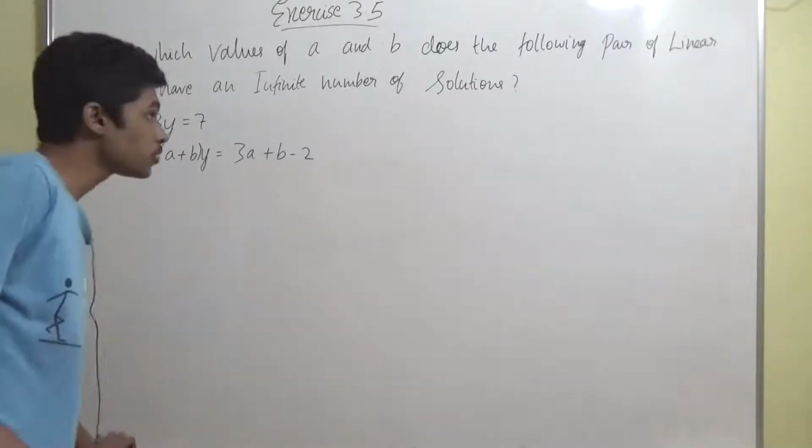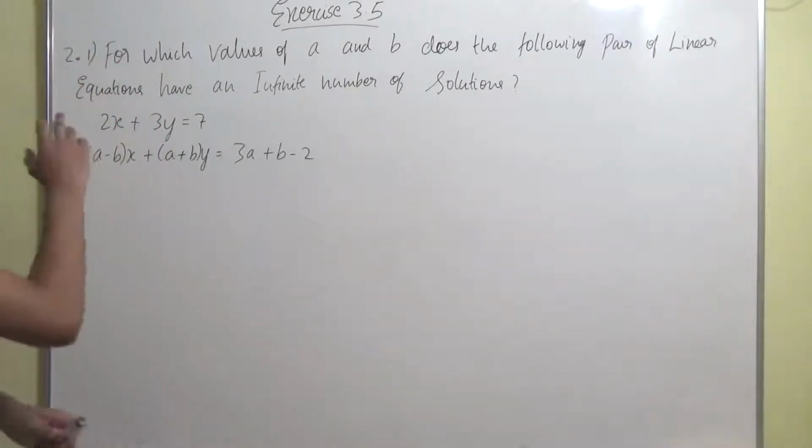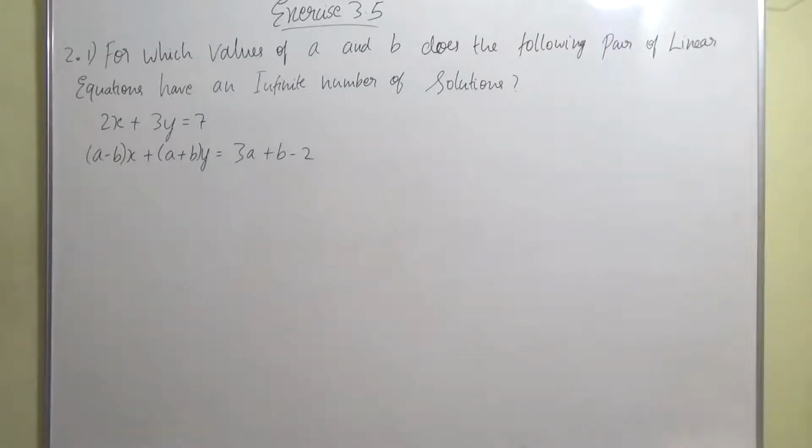So guys, now let's go to the second question. Let's go to the first part of the second question, which says, for which values of a and b does the following pair of linear equations have an infinite number of solutions? So they have given us two equations, guys. Now we have to tell for what values of a and b we are going to get infinitely many solutions, right?